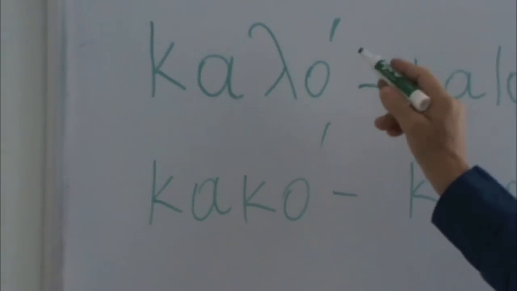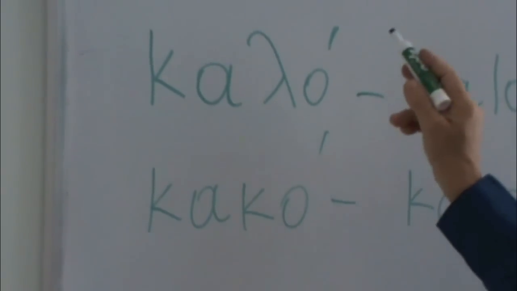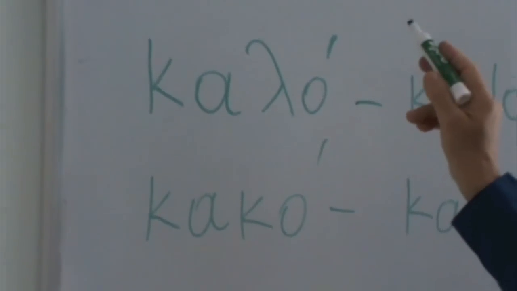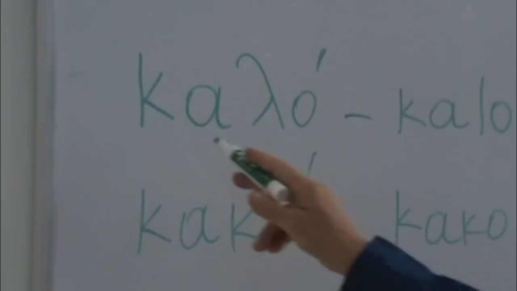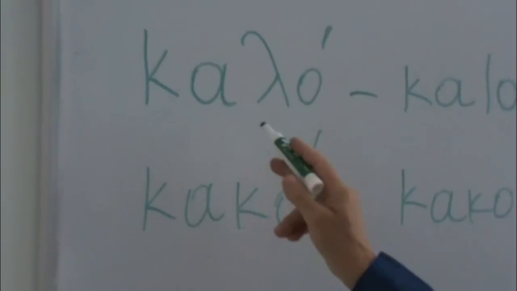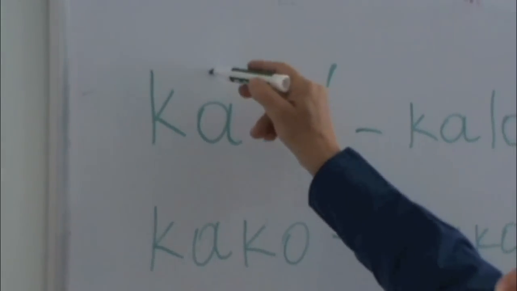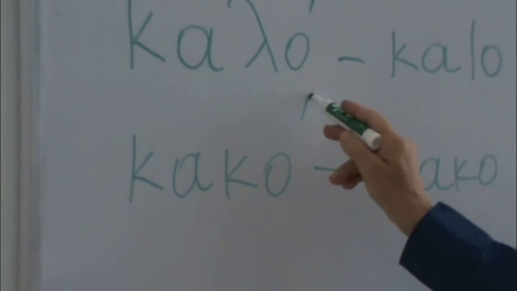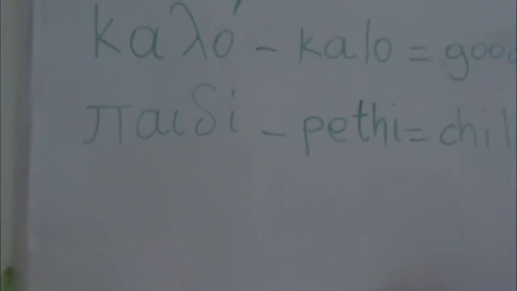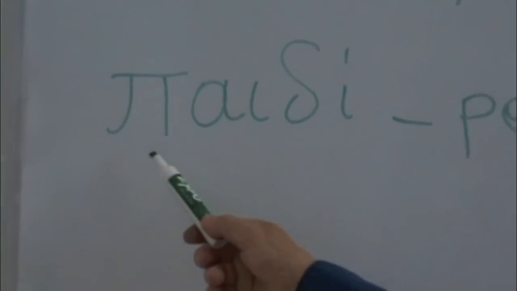It always goes on a vowel and on the syllable where the voice is emphasized. For example, kalo. If we say kalo, then the oxia is going to go on the alpha. Kalo, kako. Here's an example using a diphthong.